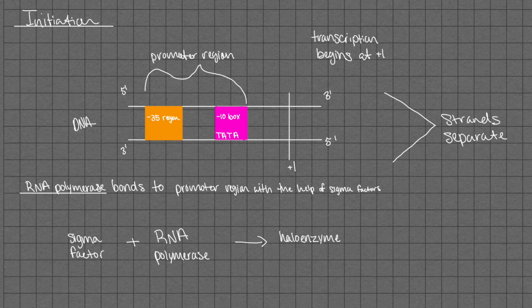The sigma factors are able to identify two important regions of the promoter region, the -35 region and the -10 box. Once RNA polymerase is bound to these regions, it will move upstream from the 3' to the 5' direction and begin transcription at the +1 position.